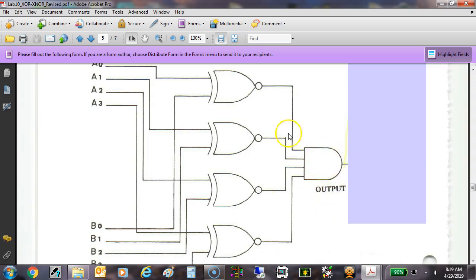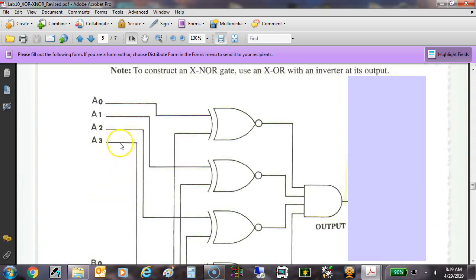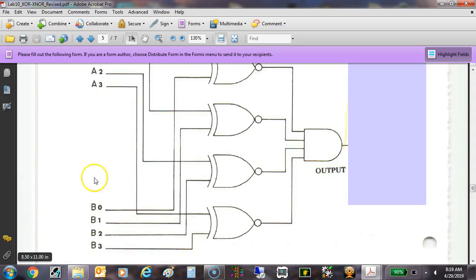So it means if the 4-bit nibble right here is equal to this nibble right here, the output will be high. If they're not equal, the output will be low, right? You understand that?